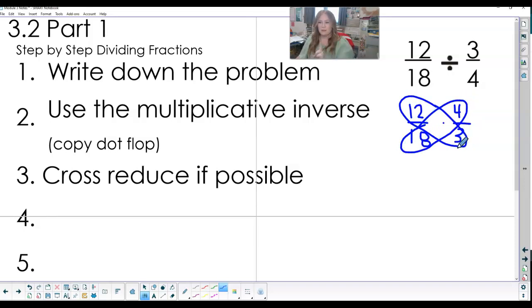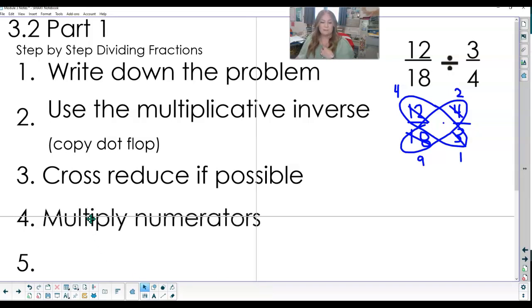So 12 and 3. Can anything go into 12 and 3? Yes, 3 can. 3 divided by 3 is 1. 12 divided by 3 is 4. So now I'm making smaller numbers here. Now I have 4 and 18. Can anything go into 4 and 18? Yes, they're both even. 2 can. So 4 divided by 2 is 2. 18 divided by 2 is 9. So I cross reduce. I have much smaller numbers to multiply. Rather than doing 18 and 3, now I only have to do 9 and 1.